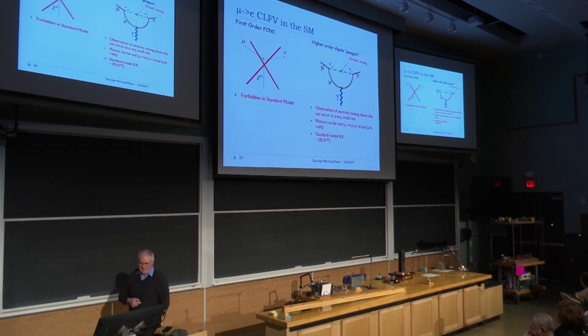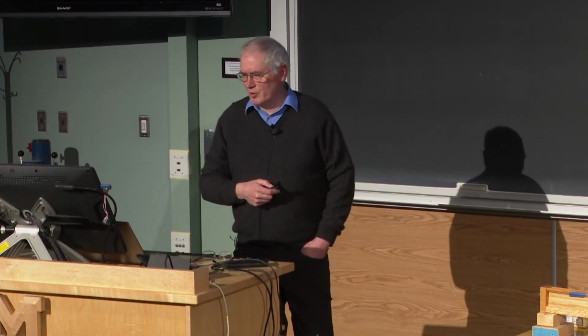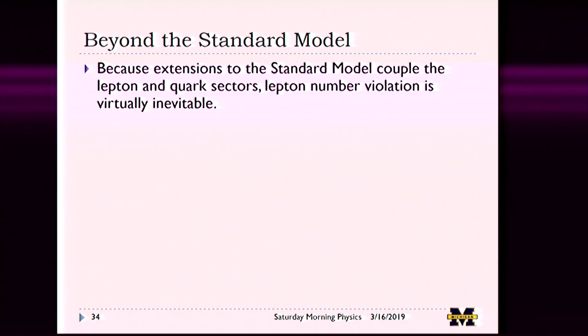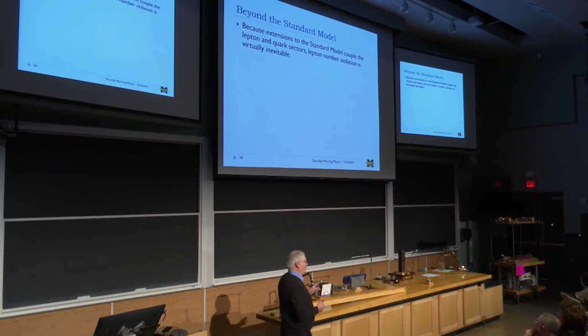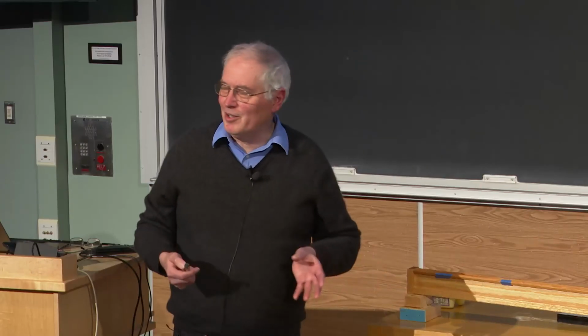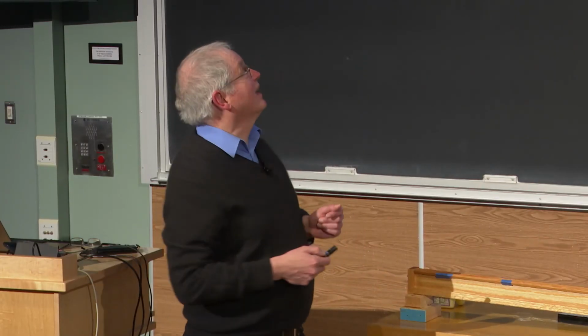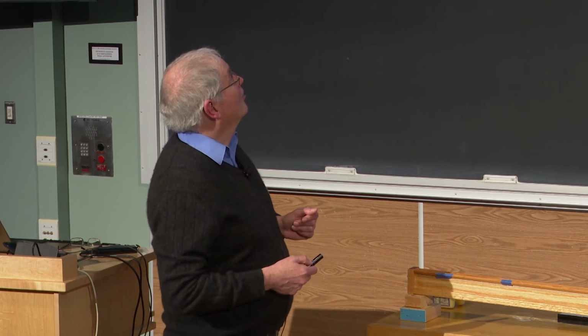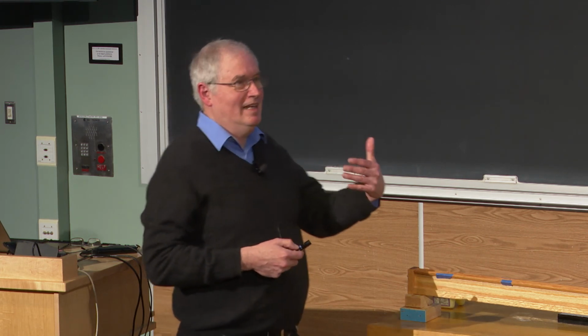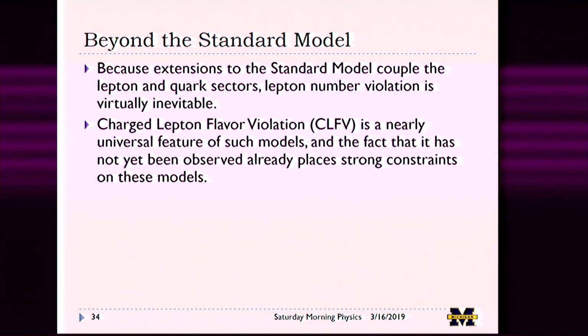But there still is lots of room to observe something, because in models of nature that go beyond the standard model to solve some particular problems, like why does the universe exist? Why is there only matter in the universe, not an equal amount of matter and antimatter? We have to put in some level of charged lepton flavor violation to see this.